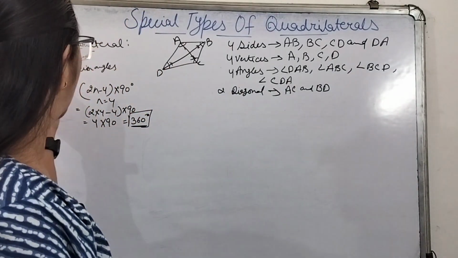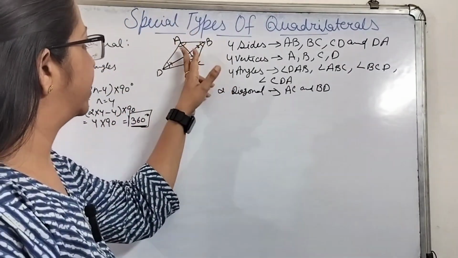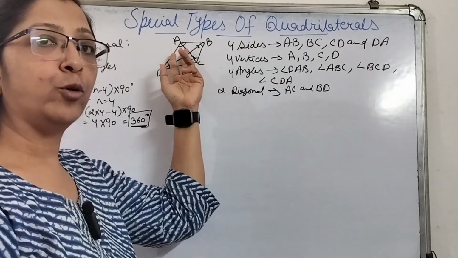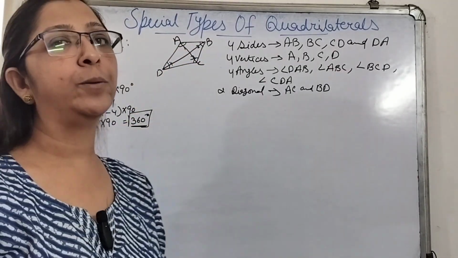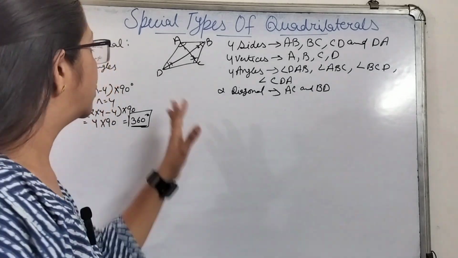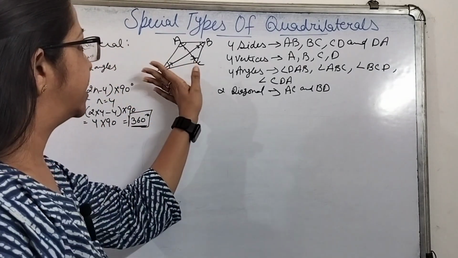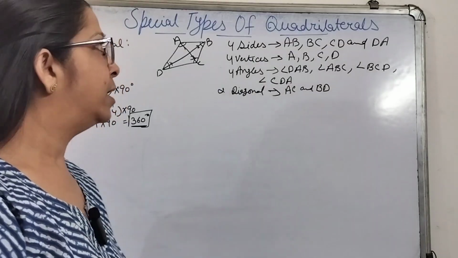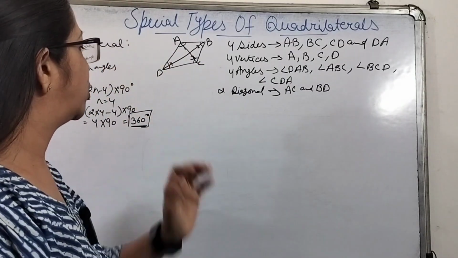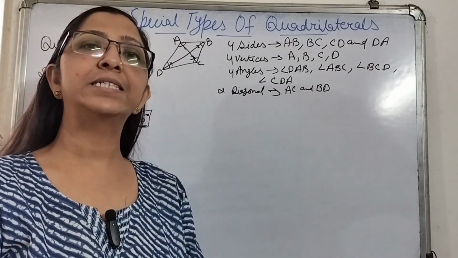So the sum of all the four interior angles of a quadrilateral will always be 360 degrees. So this is all about quadrilaterals: a polygon with four sides, four vertices, four angles, two diagonals, and the sum of all the interior angles is 360 degrees.